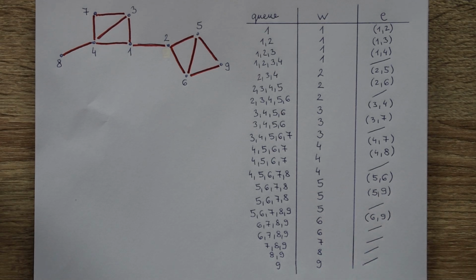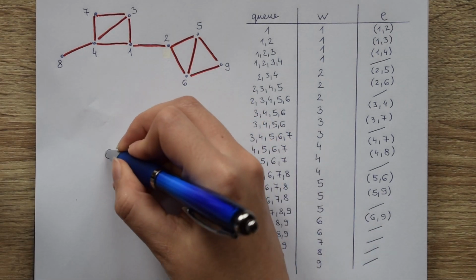We don't have anything in Q, so our algorithm ends. This algorithm's time complexity is of order n squared.